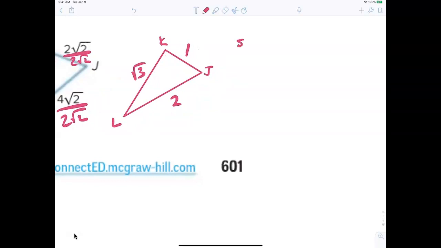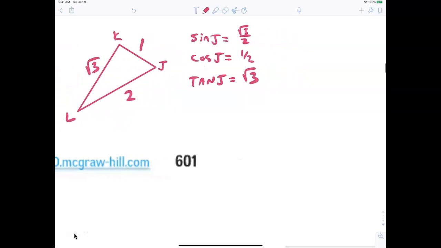So now if I did the sine of J, cosine J, tangent of J. All right, somebody help me out. What's the sine of J? Go. Yep, radical 3 over 2. Cosine J. 1/2. Tangent J. Radical 3. You can say radical 3 over 1 if you want. Then we're just looking at the other ones.